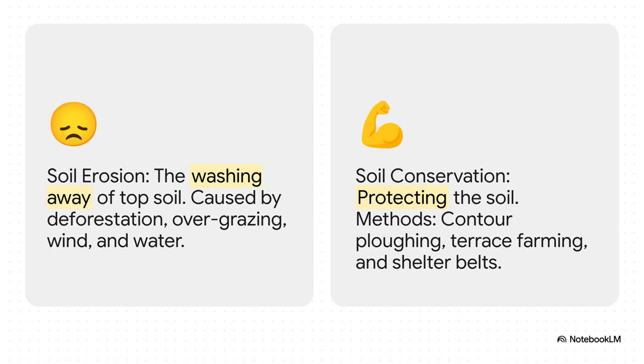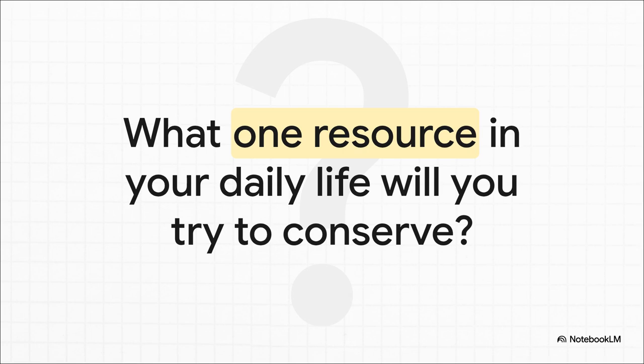Okay, here's a classic exam question. The difference between soil erosion and soil conservation. It's simple. Erosion is the problem. The topsoil getting washed or blown away because we cut down trees or farm in the wrong way. Conservation is the solution, the smart ways we can protect the soil. And what are these ways? Things like contour plowing, terrace farming on hills, strip cropping, and planting shelter belts of trees. Remember these names. And we are done.